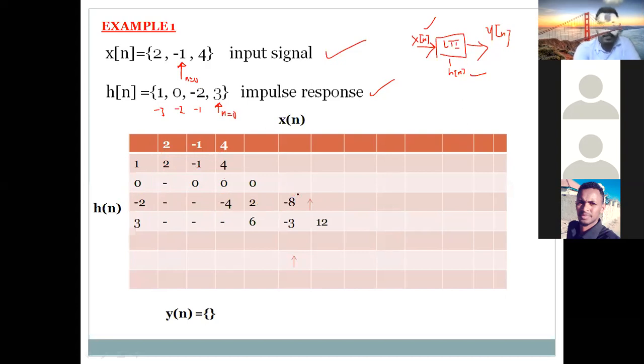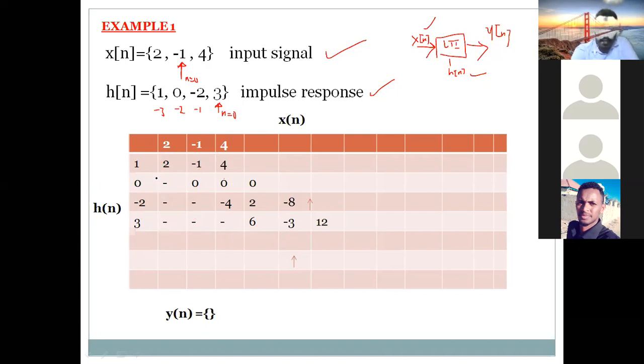Okay, next, shift how many times now? 3 times. After shifting 3 times, again multiply the impulse response value by each input sample. So 3 times 2 is 6. 3 times -1 is -3. 3 times 4 is 12. What is the next step?